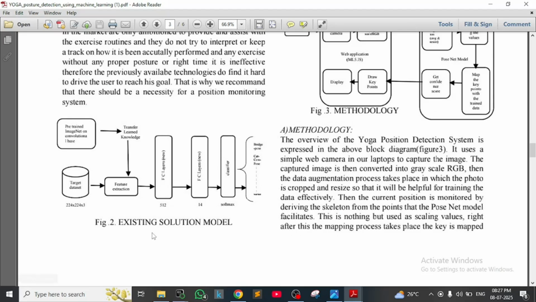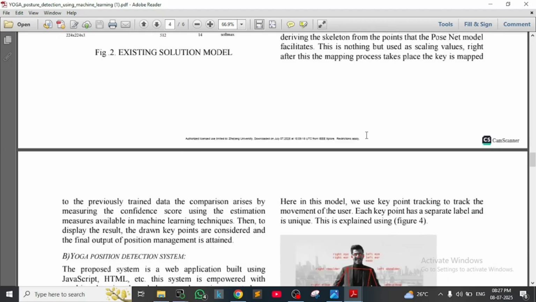See, the existing solution model, and this is the methodology.